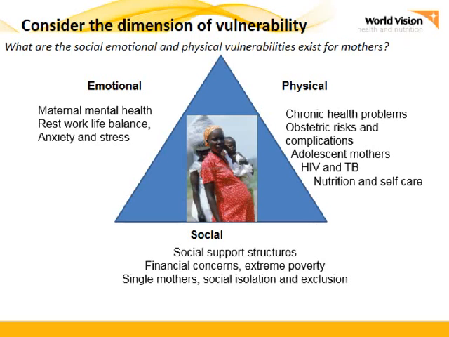Examples of physical vulnerabilities for a pregnant woman include chronic health problems such as asthma, diabetes and other chronic disorders. But there are also pregnancy-related conditions and obstetric risks. Some women, such as adolescents and HIV-positive mothers, will have physical vulnerabilities throughout their pregnancy, and also the way that a woman is able to care for herself in terms of nutrition and self-care are very important physical determinants of vulnerability.